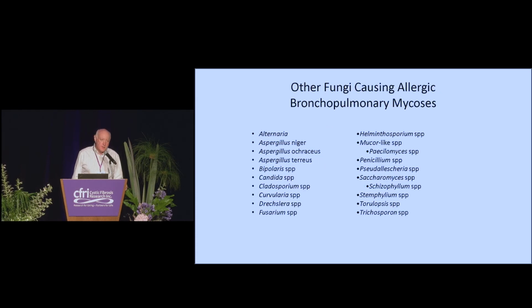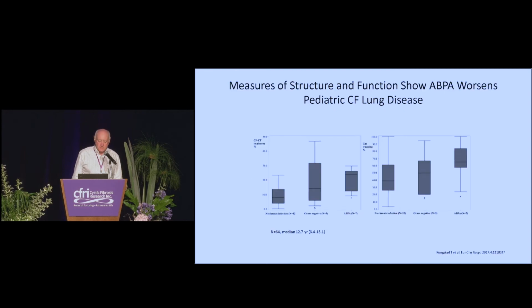But I don't want to leave the impression that Aspergillus fumigatus is the only cause of this particular problem, and there's now a fairly long list of other fungi that can cause allergic bronchopulmonary mycoses or fungal allergic disease, which are shown here. But Aspergillus fumigatus is really responsible for over 90% of the total, so it still is by far the major player. It's just not the only possible cause of this particular and very troublesome disease.